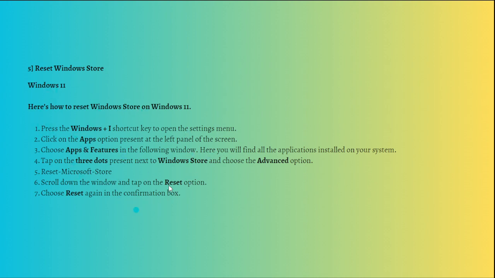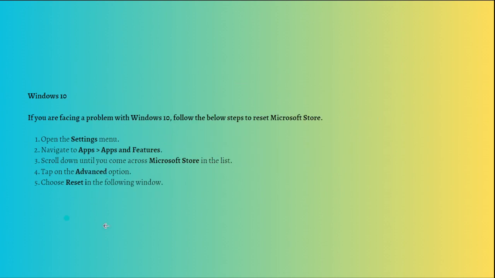If you're using Windows 11, press the Windows plus I shortcut to open the settings menu and click onto the apps option present at the left panel of the screen. Then choose the apps and features in the following window. Here you will find all the applications installed in your system. Then tap onto the three dots present on the next window and choose the advanced option. And then after that, scroll down the window and tap the reset option and choose reset again in the confirmation box. And then here is for the Windows 10.